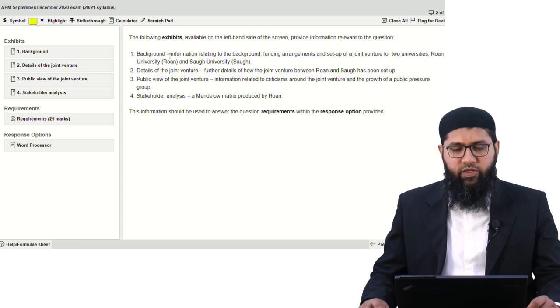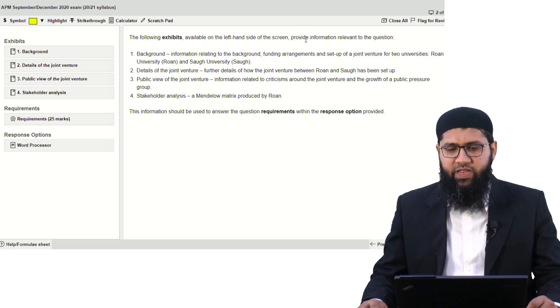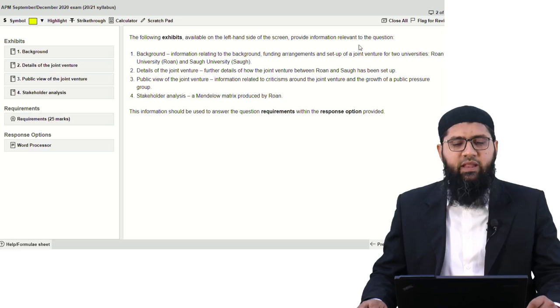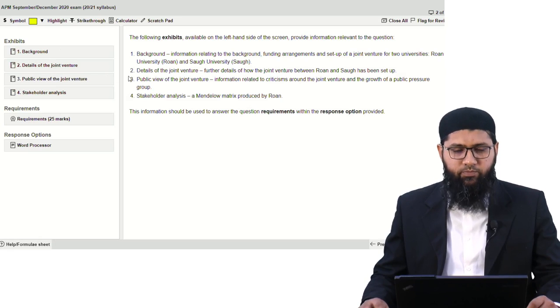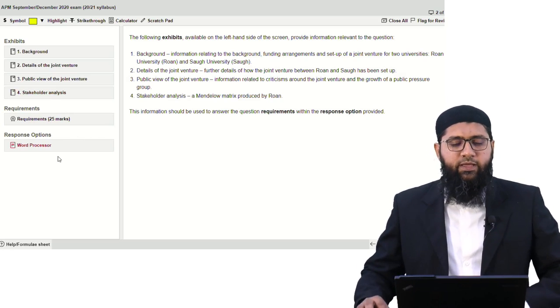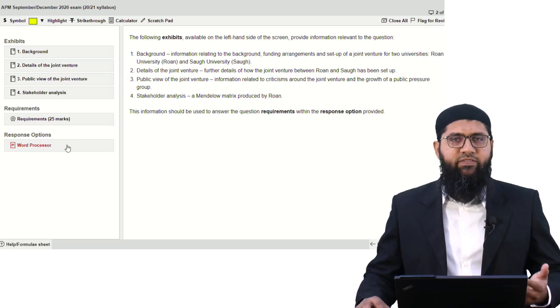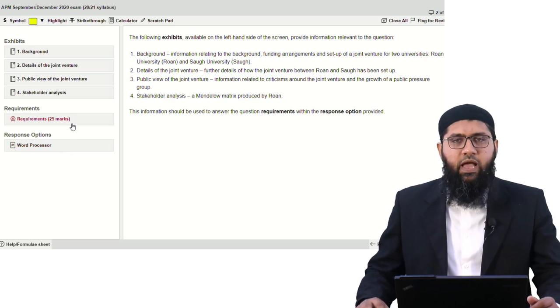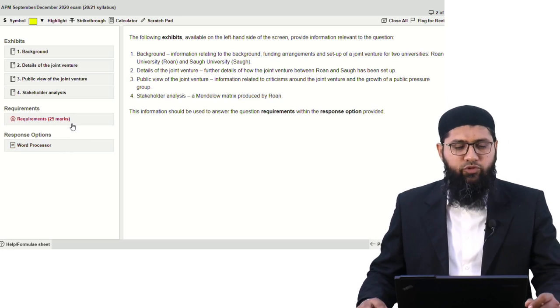Let's discuss. It says the following exhibits available on the left-hand side of the screen provide information relevant to the question. The background information is available. The details of the joint venture are available. The public view of the joint venture is available. And the stakeholder analysis is being given. The information should be used to answer the question requirement within the response option provided. The response option provided is the word processing document. That means apparently there are no calculations that you have to do.